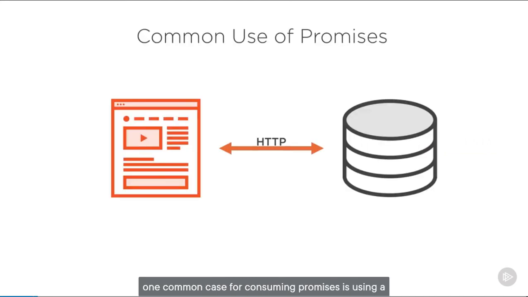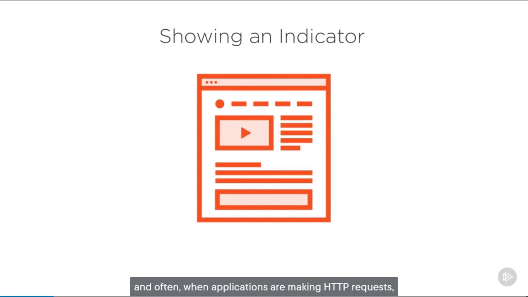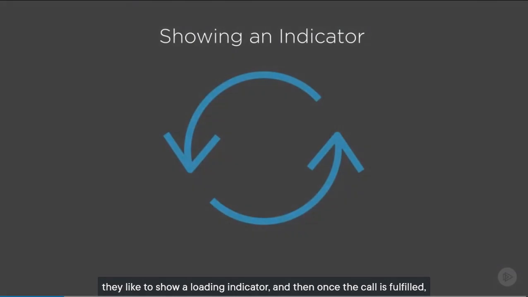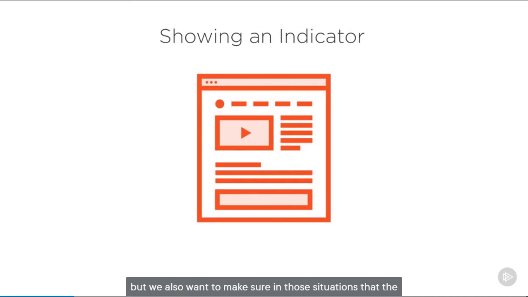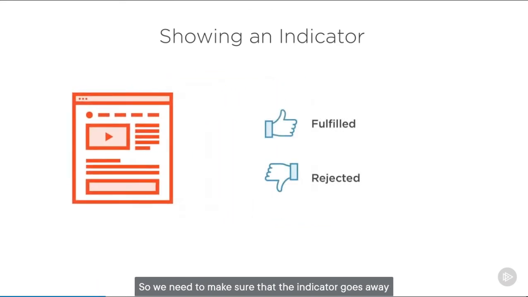As we've already seen, one common case for consuming promises is using a library like Axios to make HTTP requests. And often, when applications are making HTTP requests, they like to show a loading indicator. And then once the call is fulfilled, they would want to hide the loading indicator. But we also want to make sure in those situations that the indicator is hidden when the call is rejected. I think we've all run across a website that doesn't hide the indicator when there's an error, and you're unable to do anything. So we need to make sure that the indicator goes away whenever the promise is settled.